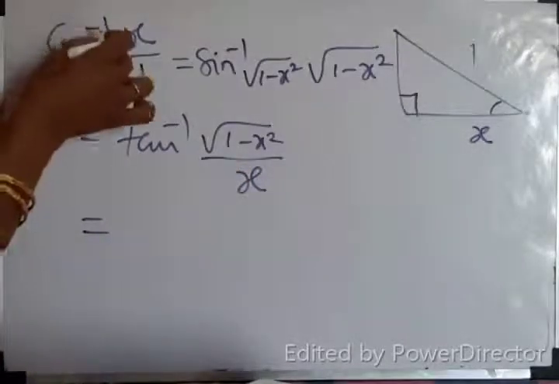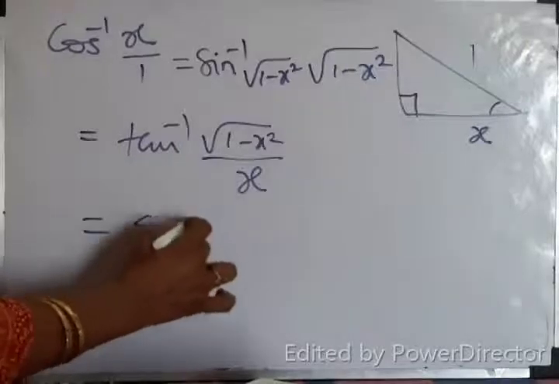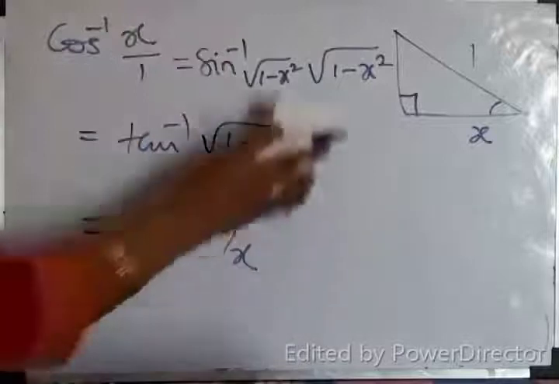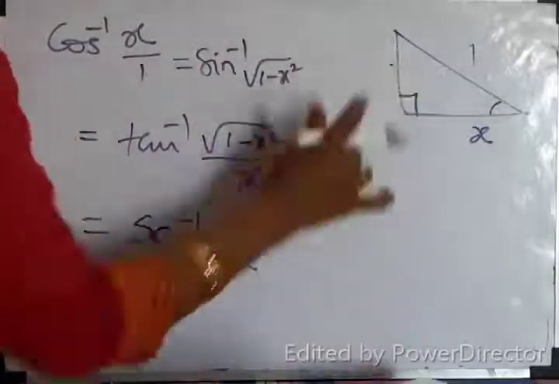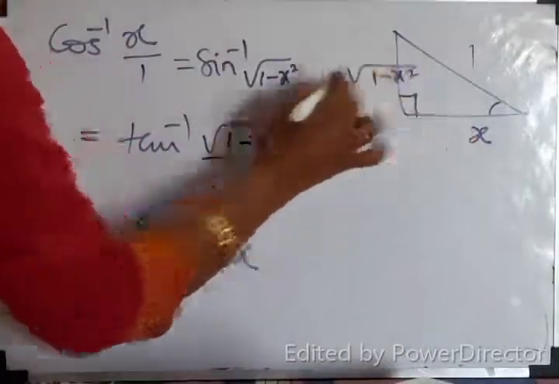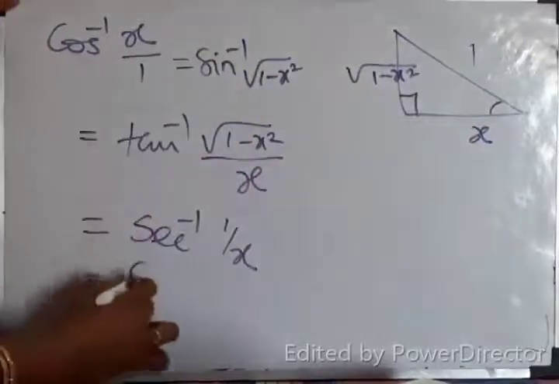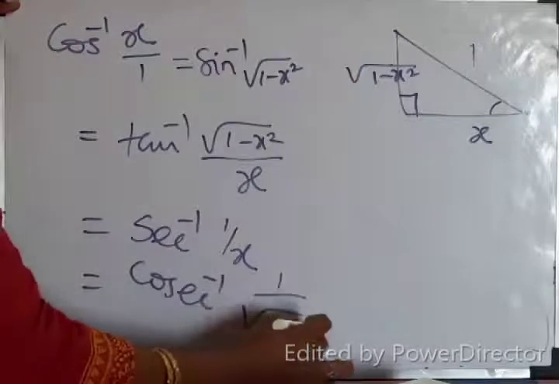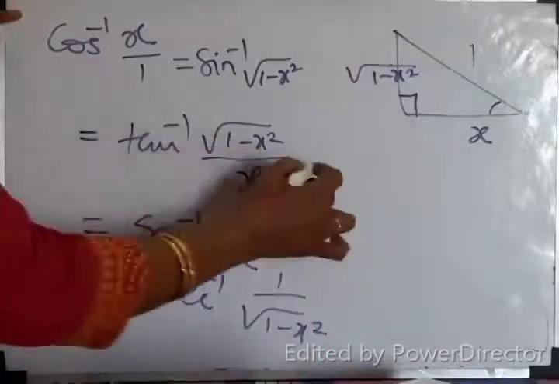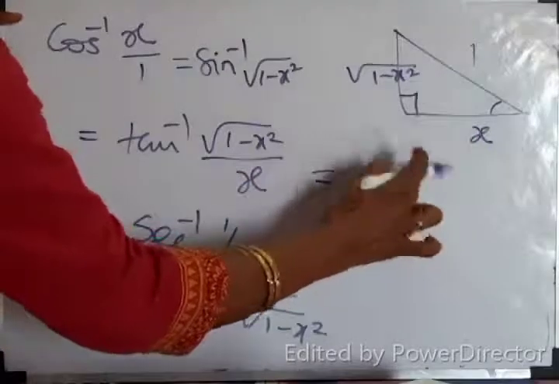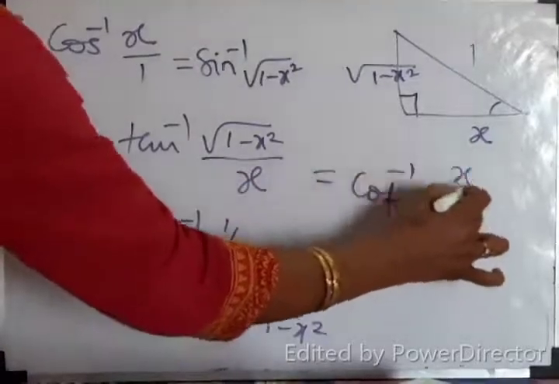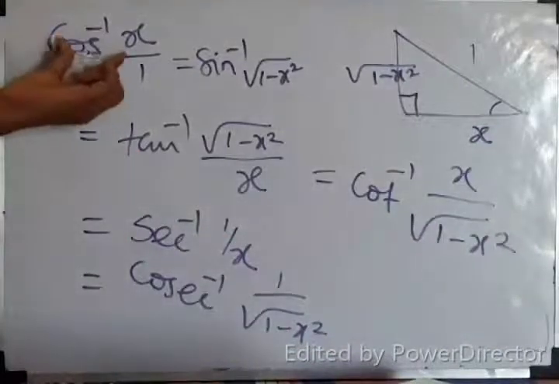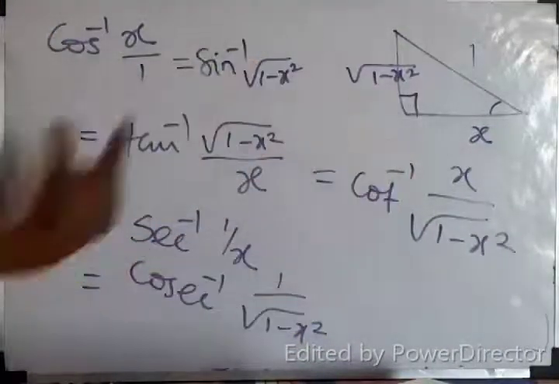Now cos inverse x is given, you can write secant inverse 1 by x. Sin inverse x is given, which is equal to cosecant inverse 1 by root of 1 minus x squared. Tan inverse x is given, which is equal to cot inverse 1 by x, root of 1 minus x squared. Do you understand, children? One data is given, easily you can write the other things.